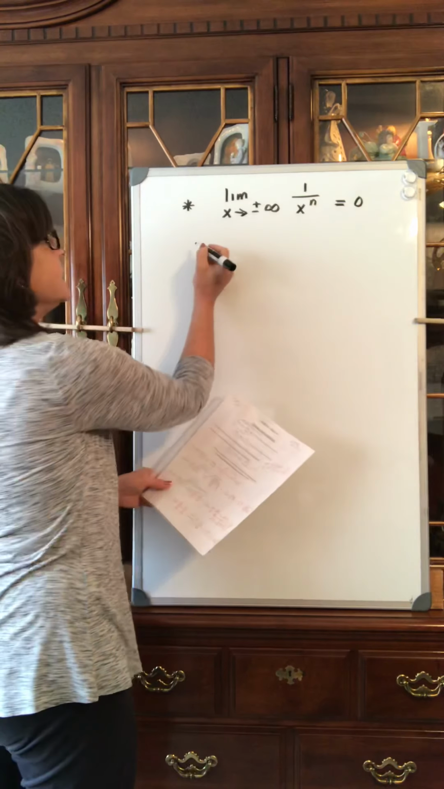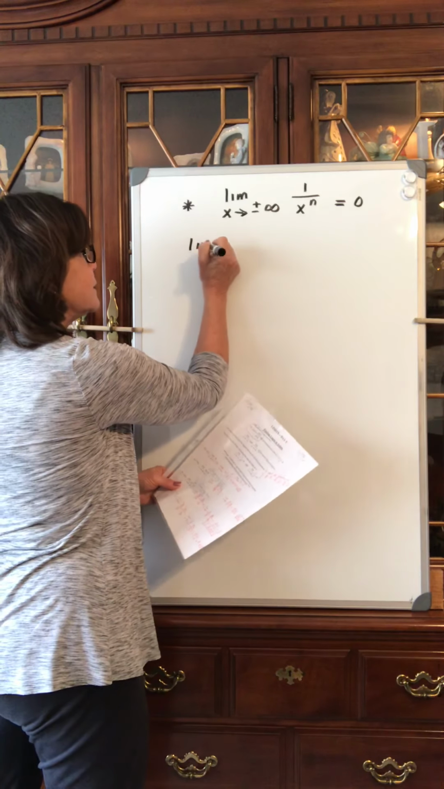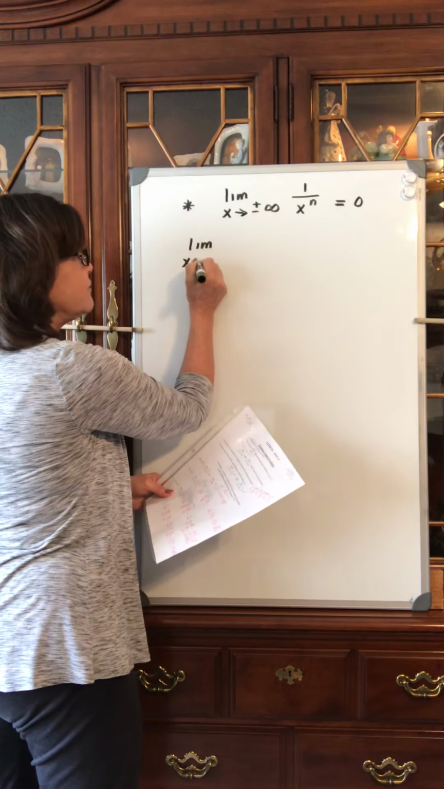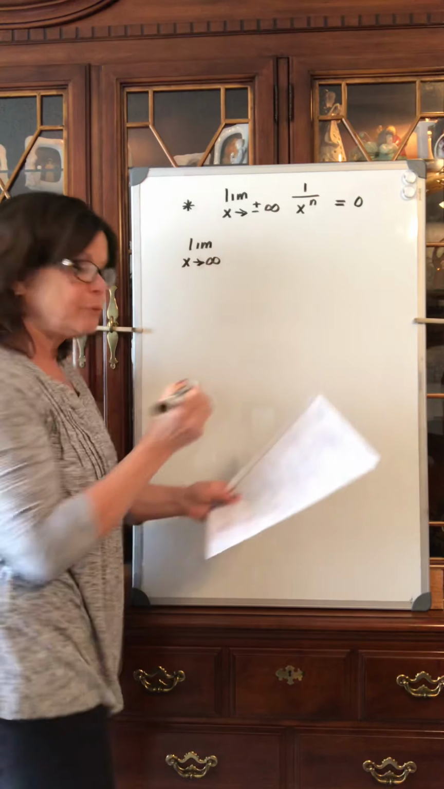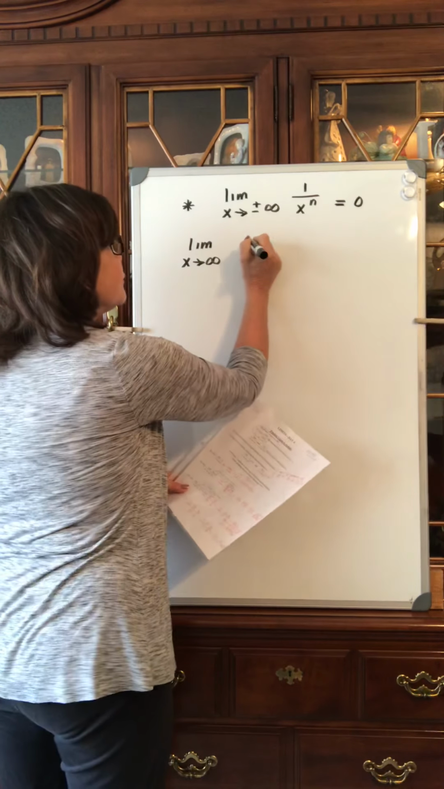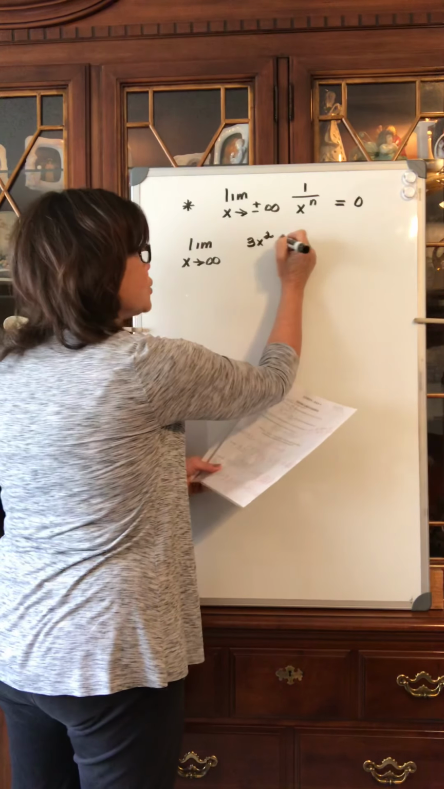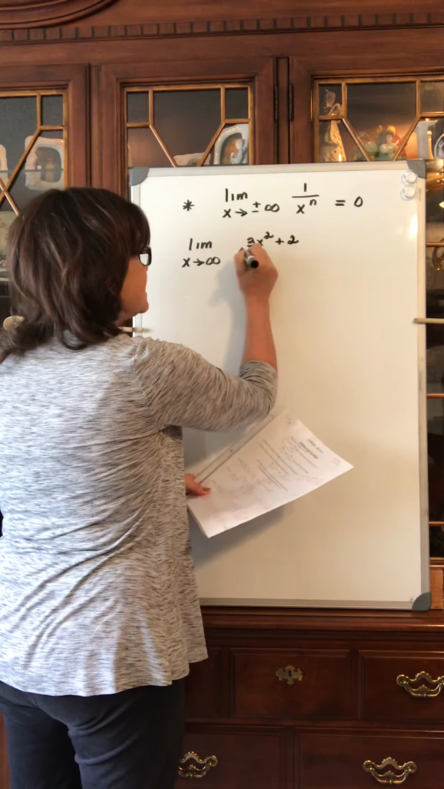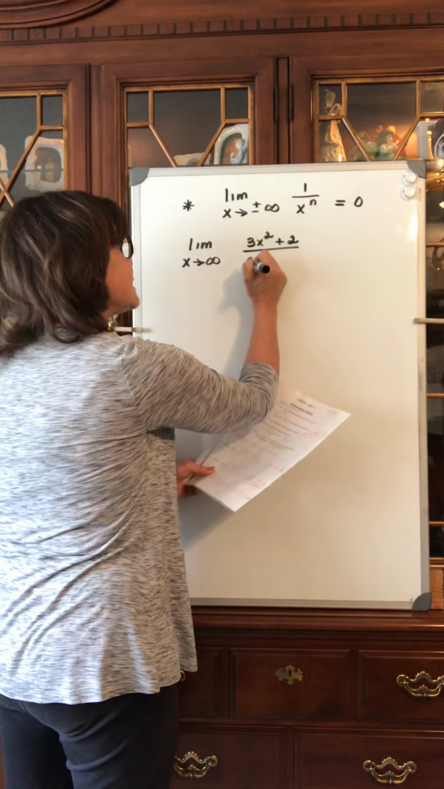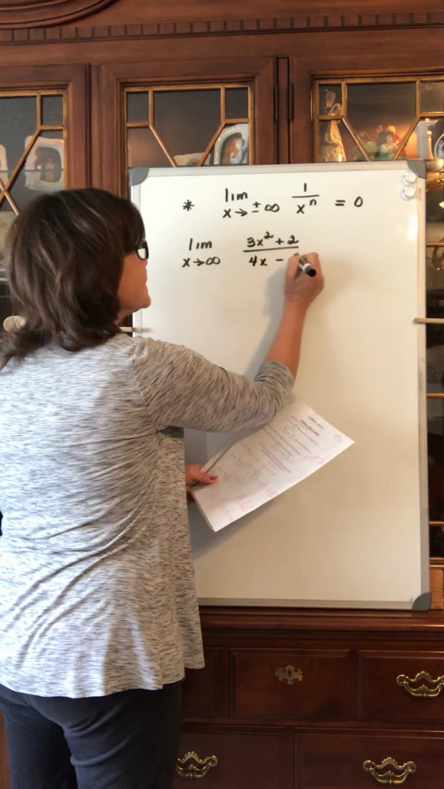Example number 3 is the limit as x is approaching infinity. It doesn't matter if it's positive or negative infinity, of 3x squared plus 2 divided by 4x minus 3.